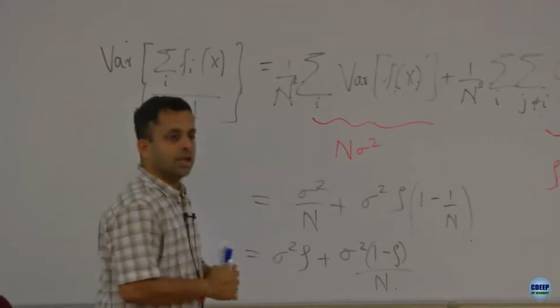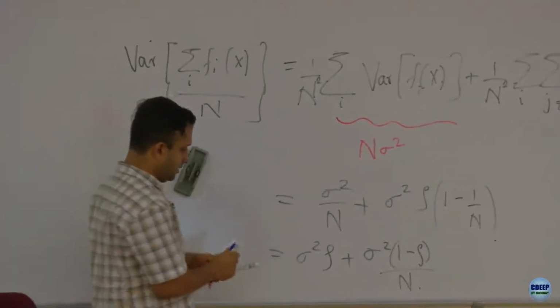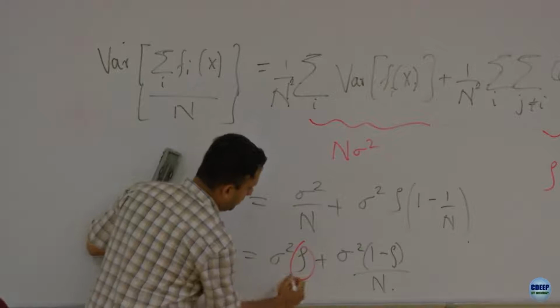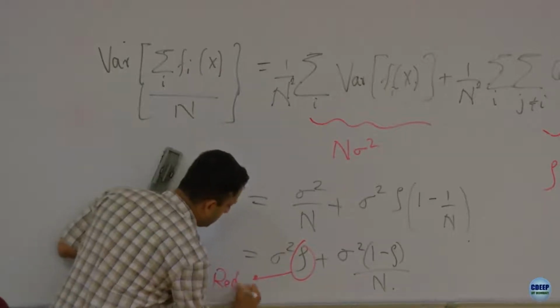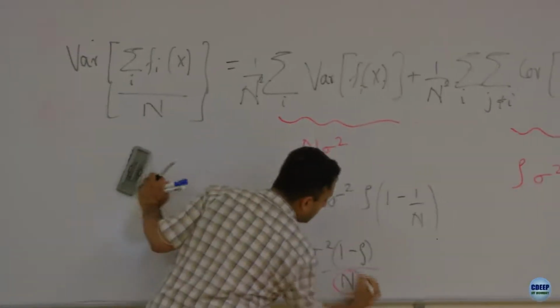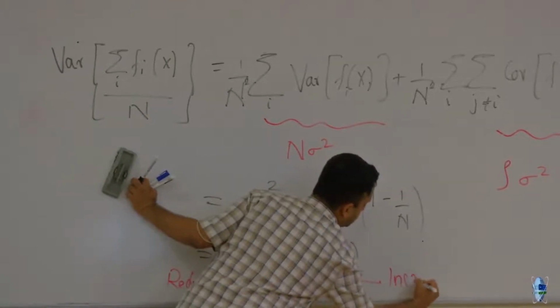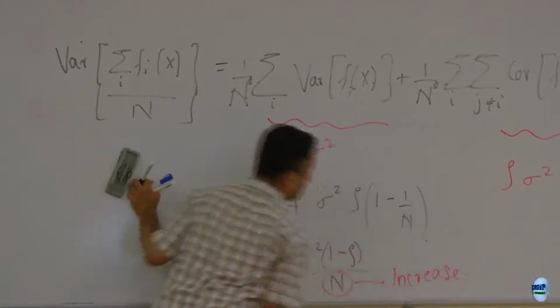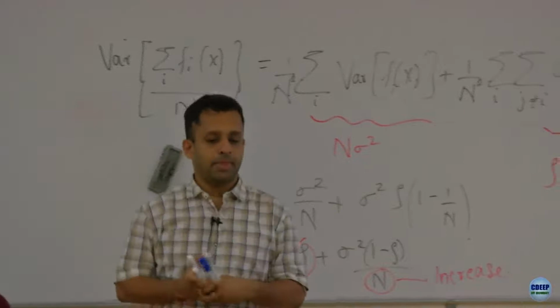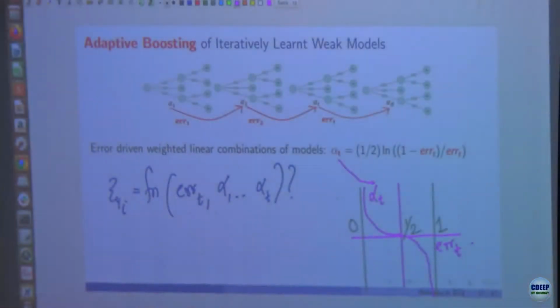Okay. So the whole goal is to try and reduce the rho and increase the n. I'll also go over the convergence, the intuition behind convergence, not necessarily all these steps.